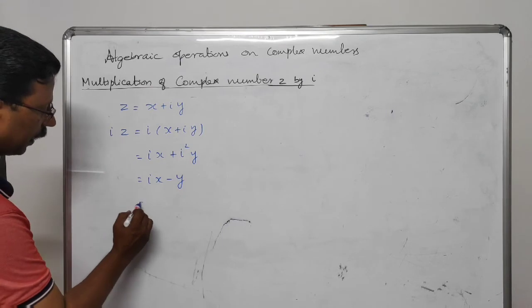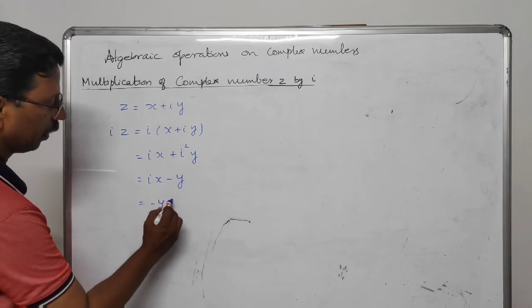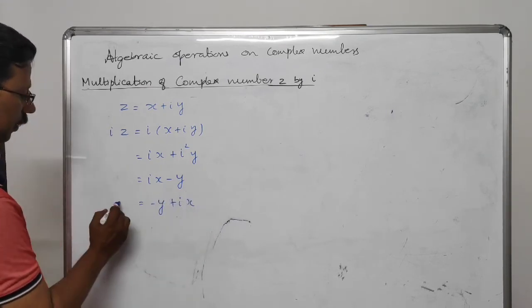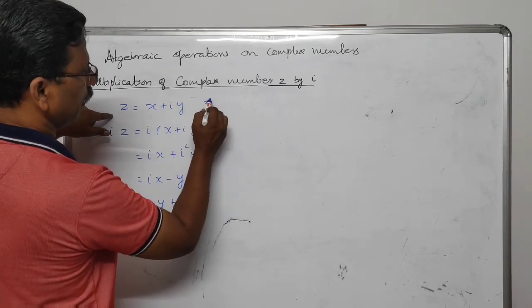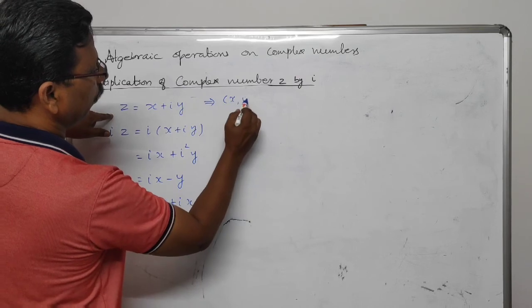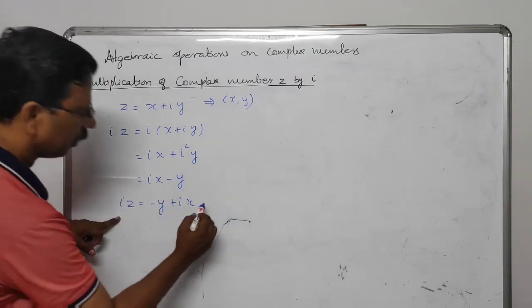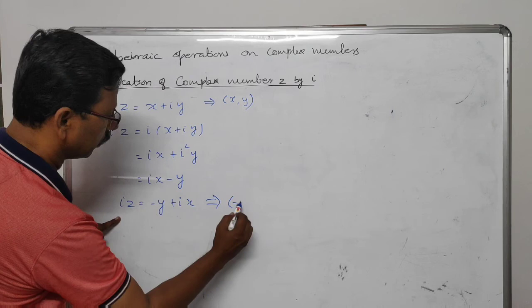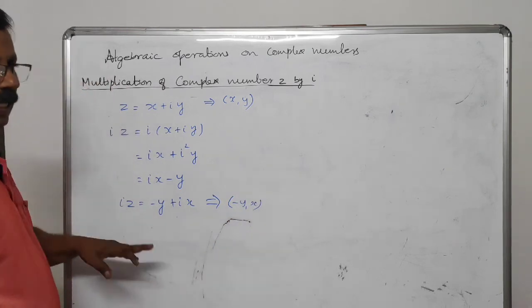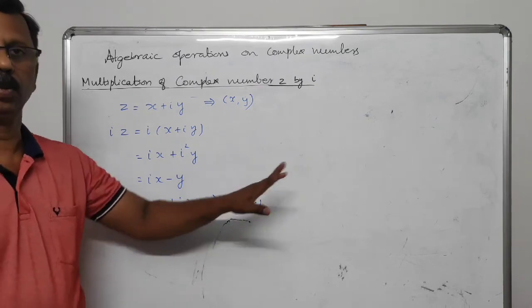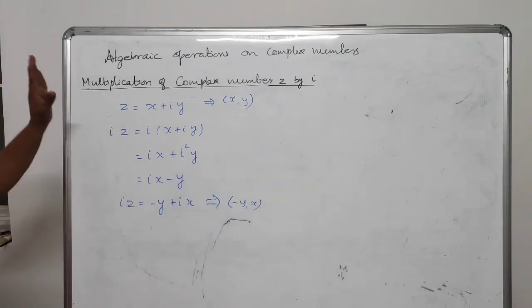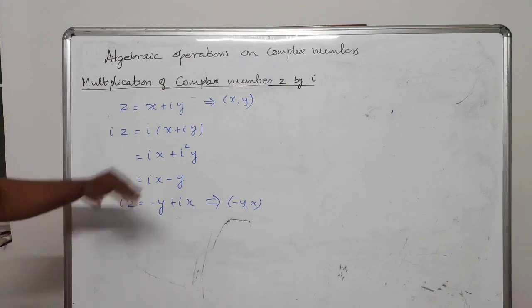Now this can be written as minus y plus ix. Now this is iz. Now z is equal to x plus iy, which you represent as a point, an ordered pair (x, y). Now iz you can write as (minus y, x). For example, if it is (2, 3) then this will be (minus 3, 2). That's all. Okay. Now how do you plot these two points in the Argand plane?